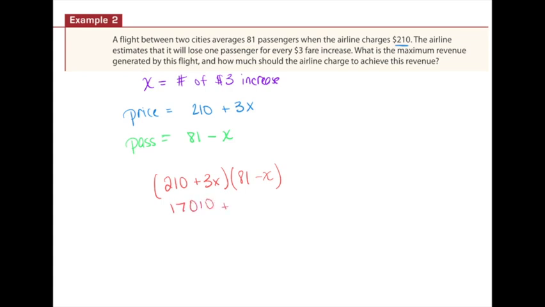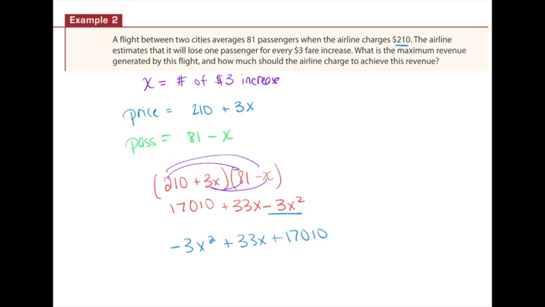You get negative 210 and positive 843 or something. And so you're going to end up with a 33x here in the center. And then, of course, you get the negative 3x squared. So all I did was FOIL it, right? So first, outer, inner, last, right? And you get your quadratic. I always rewrite it to standard form. So I have negative 3x squared, positive 33x, and positive 17010. Always rewrite it to standard form.